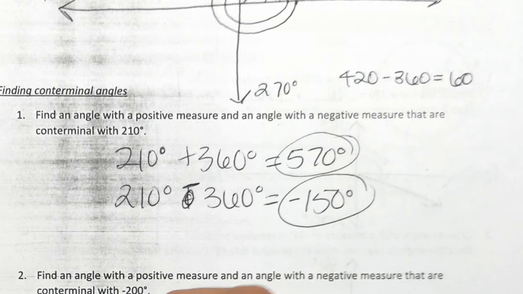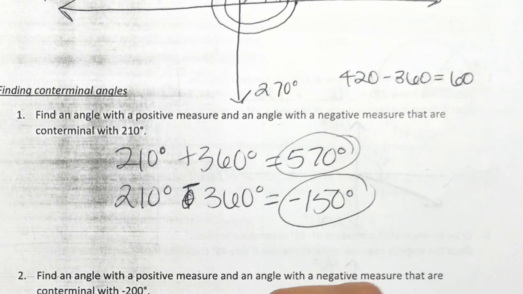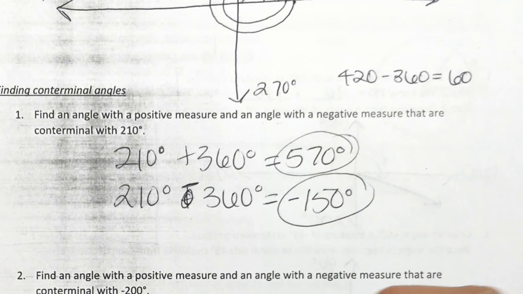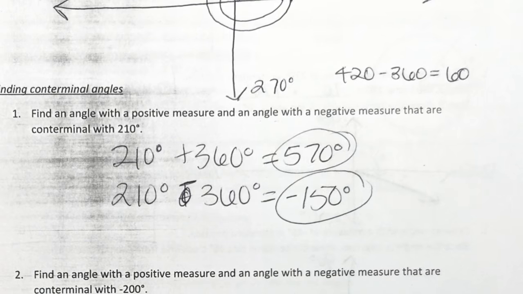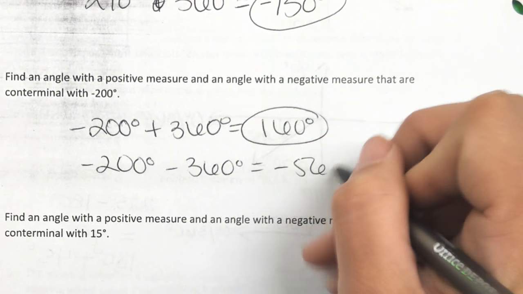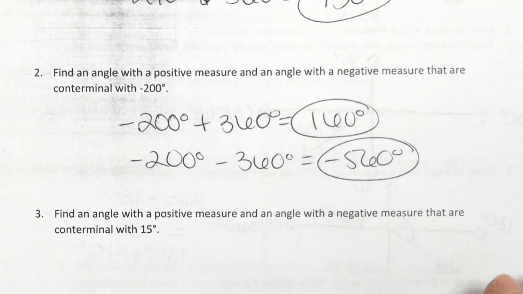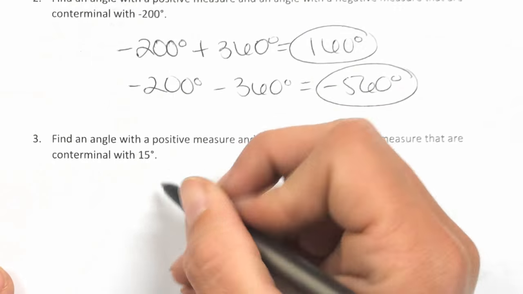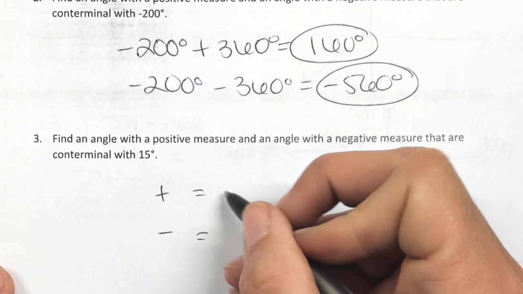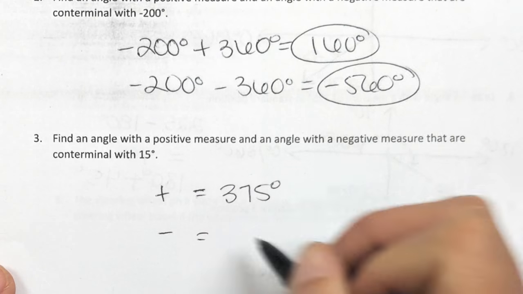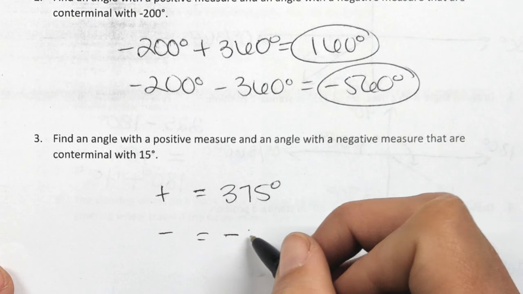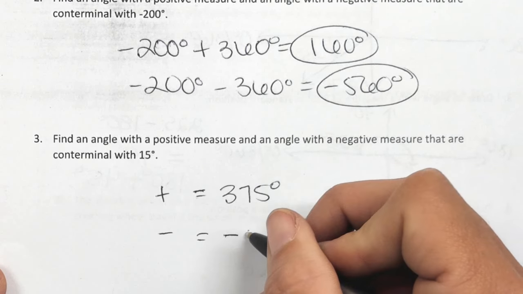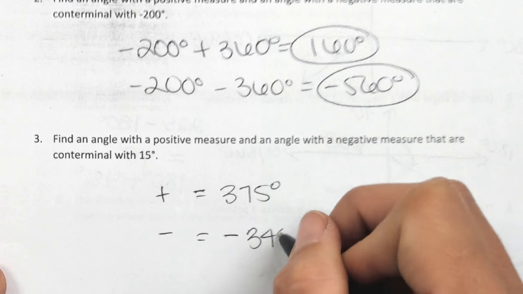All right, so tell me the positive coterminal angle for negative 200 degrees. 160. And then tell me the negative. Negative 560. Very good. All right, last one. Tell me the positive and negative. 375. Negative 345. Everybody get that? 15 minus 360, negative 345. Good.